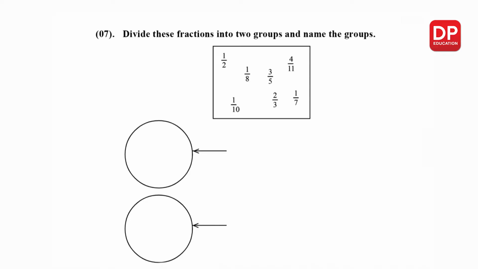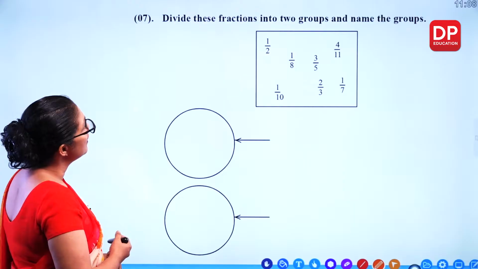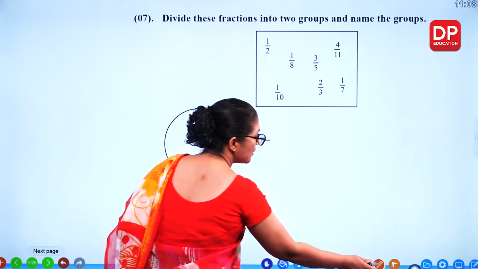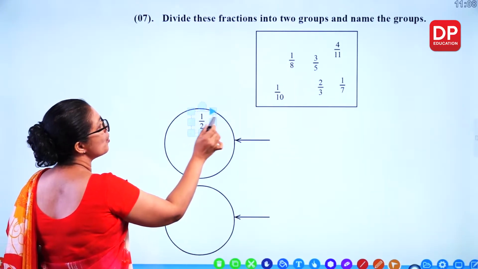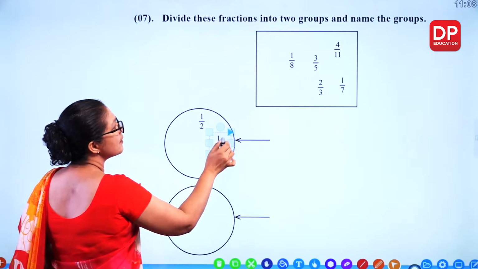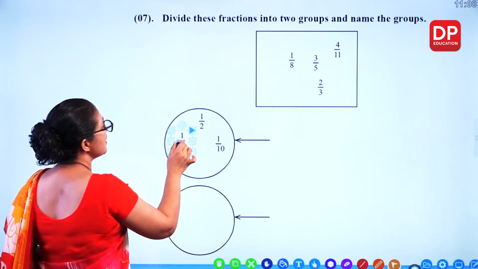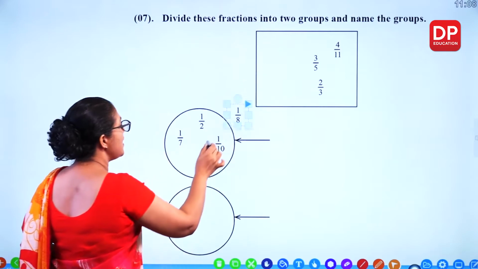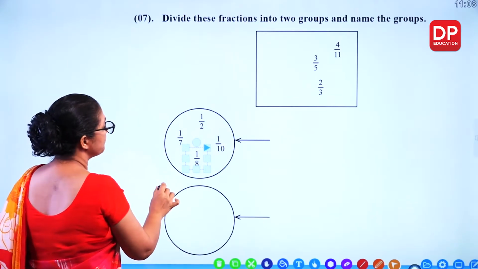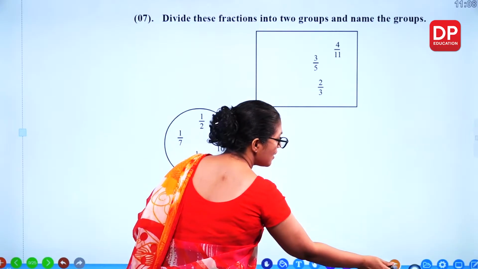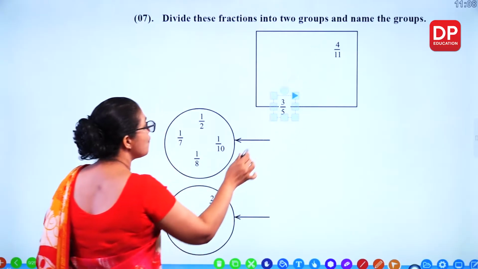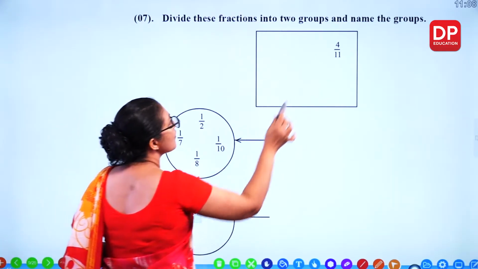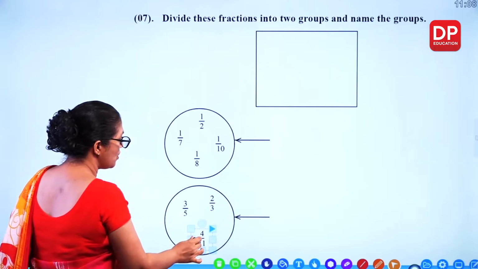Divide these fractions into two groups and name the groups. Look carefully. I can take 1 over 2, 1 over 10, 1 over 7, and 1 over 8 into one group. And then the other ones, 2 over 3, 3 over 5, and 4 over 11 into another group.